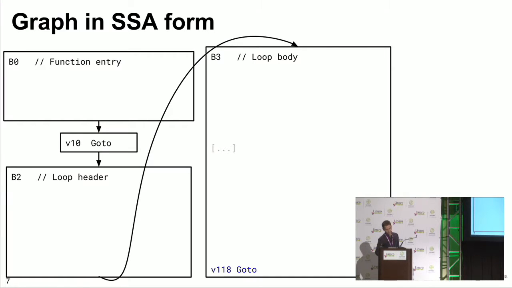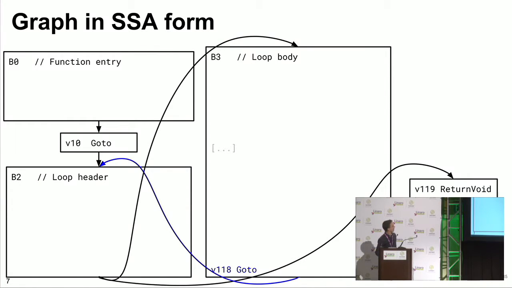Then the loop header goes to the loop body that executes. At the end of the loop body, we have a goto that goes back to the loop header, and we continue like this until in the loop we meet the exit condition, and we exit toward the end of our function with a return statement. Okay, so that's how the blocks in the graph look.